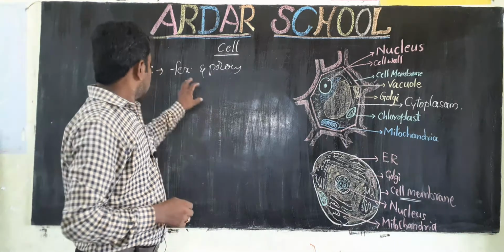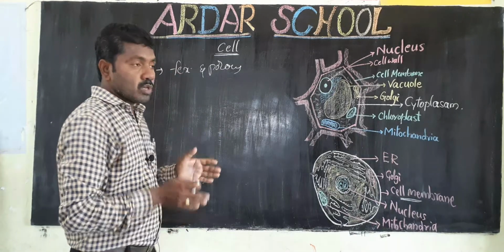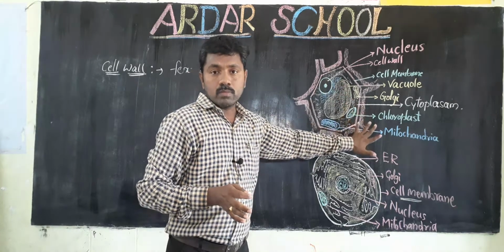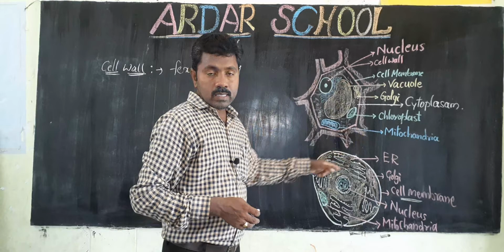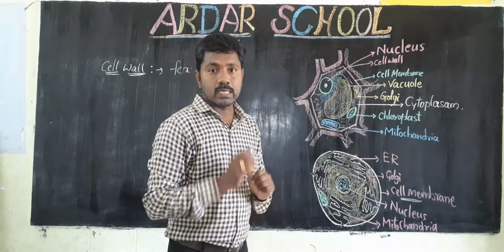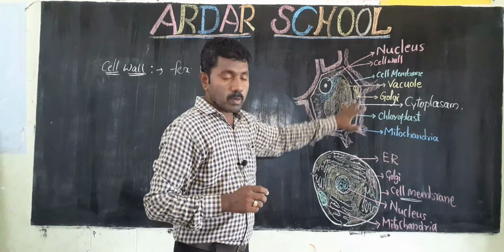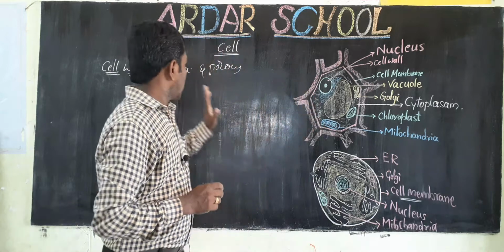So that's why the cell wall gives the shape of the cell. The cell wall gives the shape of the plant cell. That is the first function.